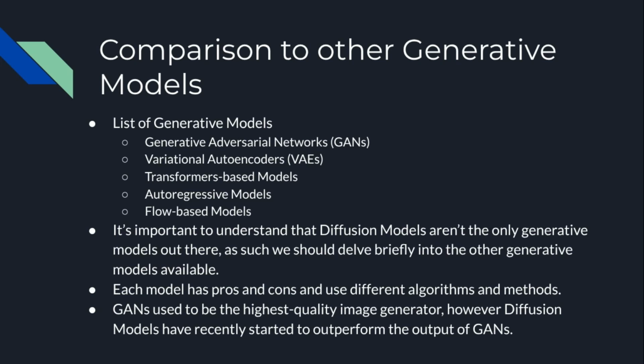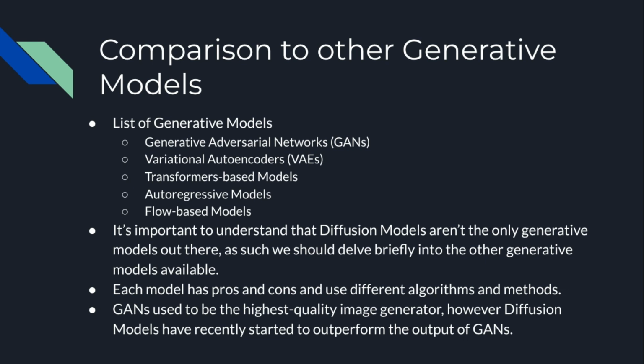Other generative models besides diffusion models include generative adversarial networks, variational autoencoders, transformer-based models, autoregressive models, and flow-based models. It's important to understand that diffusion models aren't the only generative models out there. As such, we should delve briefly into the other generative models available. Each model has pros and cons and uses different algorithms and methods.